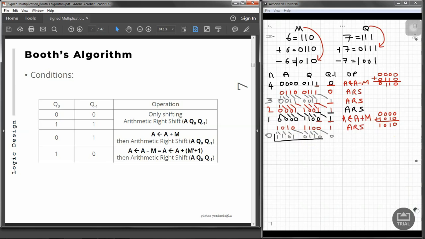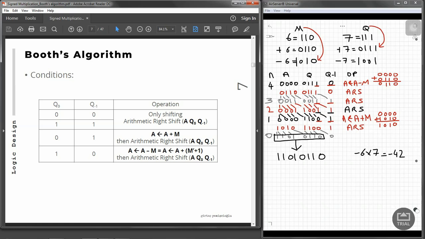So that 8 bits actually is going to represent the number that we need to have. So 1 1 0 1 0 1 1 0. Now, as we are expecting minus 6 times 7 to be minus 42, that means this value can be in the 2's complement form.